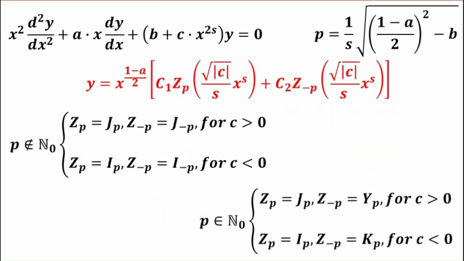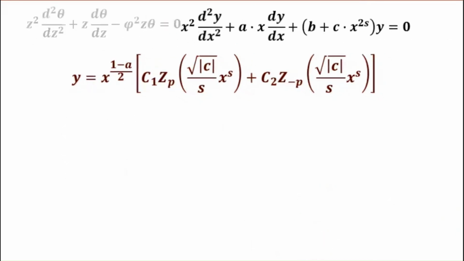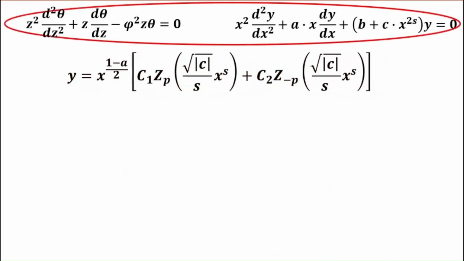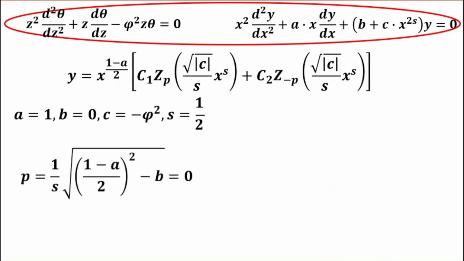If p is an integer or zero, the general solution includes both Bessel functions of the first and second kind, denoted by J and Y, respectively, for c greater than 0, and both modified Bessel functions of the first and second kind, denoted by I and K, respectively, for c less than 0. By returning to the original differential equation and comparing it with the standard form of the Bessel differential equation, the coefficients a, b, c, and s can be identified, from which the coefficient p is subsequently calculated.